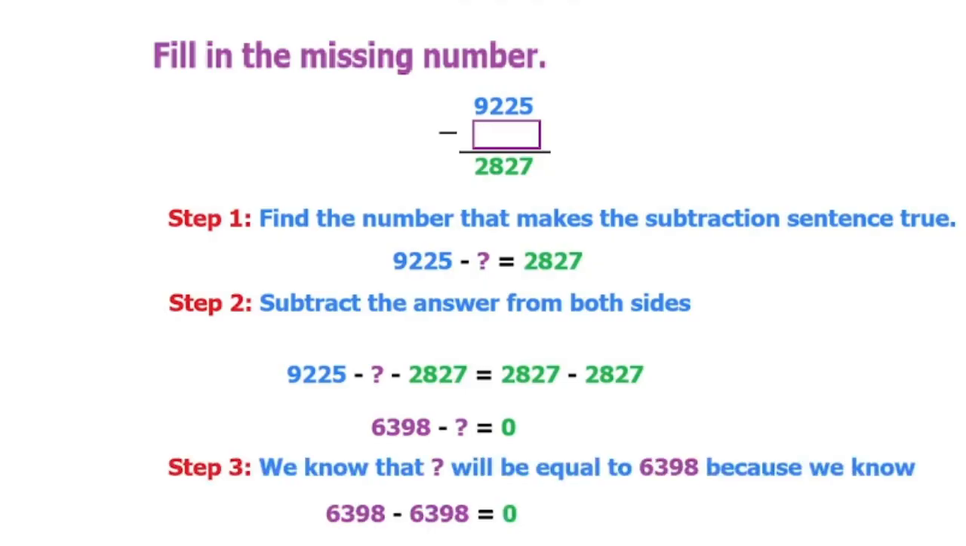So step 3. We know that question mark will be equal to 6,398 because we know 6,398 minus 6,398 equals 0. So this is the question mark we're looking for, right? And so let's circle that.